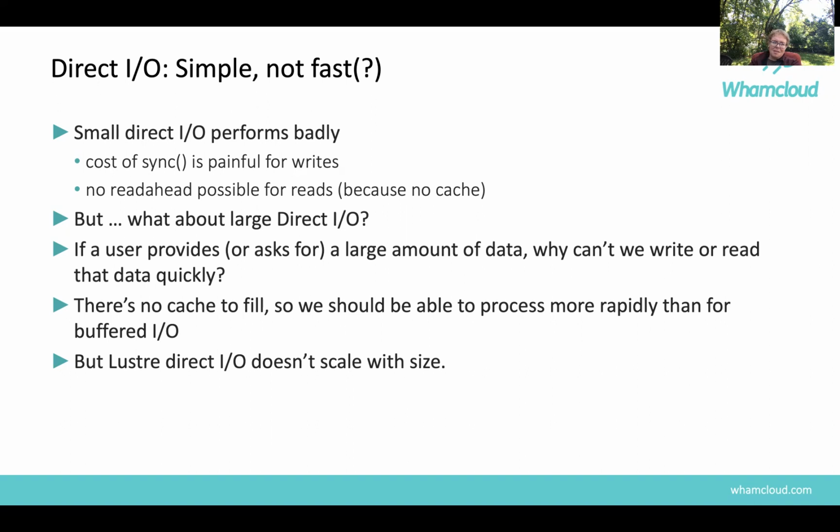But okay, so that's why small direct IO is slow, but there's also large direct IO. So if a user gives a large buffer, either for us to read data into or a large buffer full of data to write out, why can't we do that quickly? Why is that not much faster than, or similar to, or even slower than buffered IO? There's no cache. It should scale. If we assume that buffered IO is busy doing all that stuff, we don't have to do it. So why don't we scale?